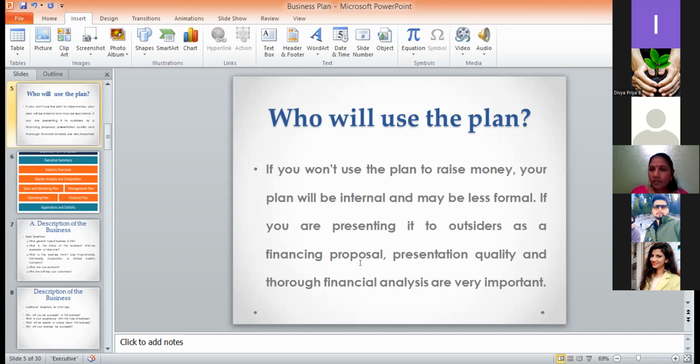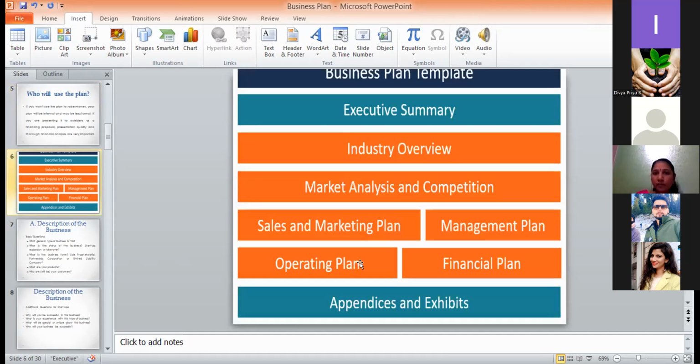In case you want to raise finance, definitely you have to go for a financing proposal: how much fund is required, and how you're going to apply those funds for the purpose of your business. If you won't use the plan to raise money, your plan will be internal and less formal. And if you're presenting it to outsiders as a financing proposal, then presentation quality and financial analysis are also very important.